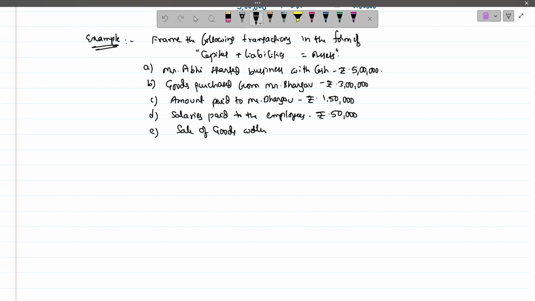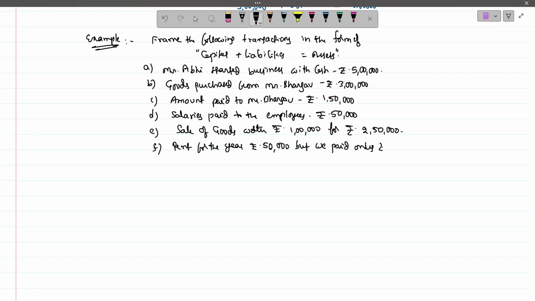Sale of goods worth rupees 1 lakh for rupees 2 lakh 50,000. And the last one, rent for the year 50,000, but we paid 20,000. This is the problem. We have to frame all these transactions in the form of capital plus liabilities is equal to assets.